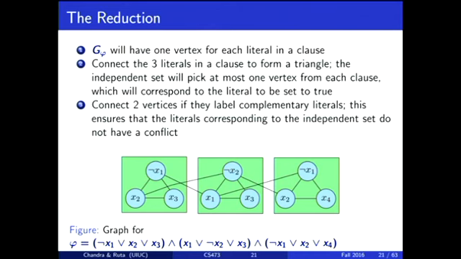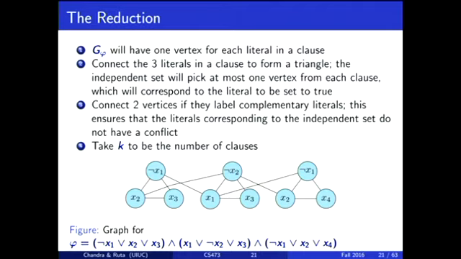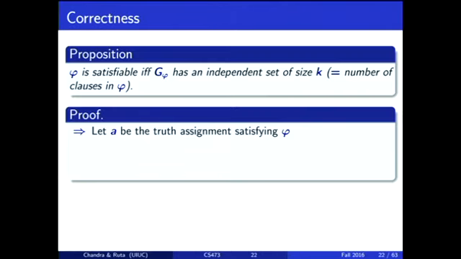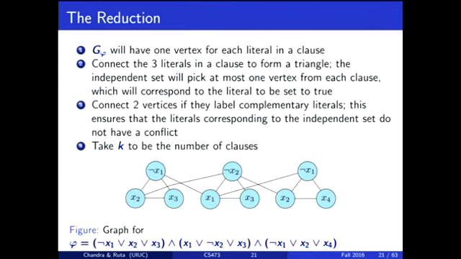So how do I convince you? k is the number of clauses. If the formula is satisfiable, I want to claim that there is an independent set of size m. Intuitively, I want to claim that I can pick one vertex from each triangle and I'll get m vertices. That's what I want to prove. Clearly I can't pick more than one vertex from each triangle in my independent set, because they are all connected to each other.